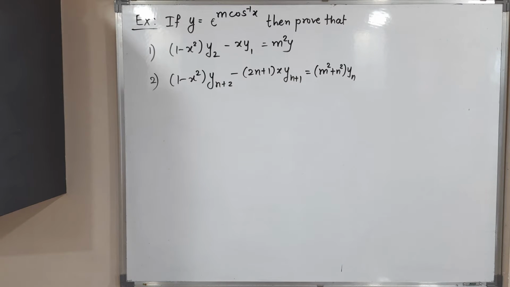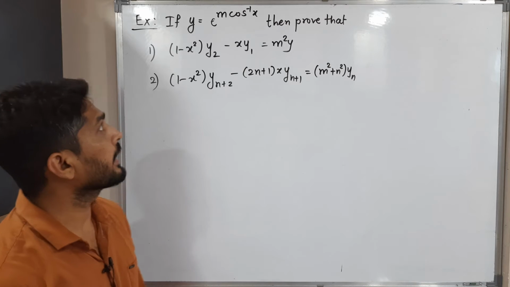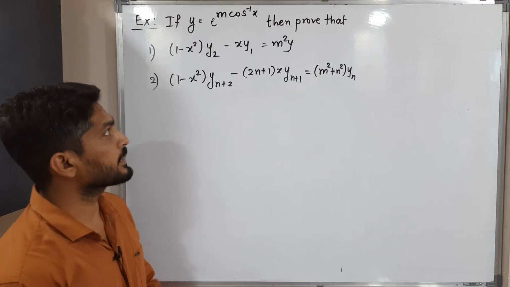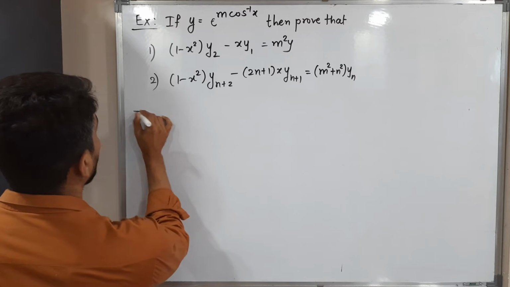Hi everyone, let us discuss this example. So in this example we have y is equal to e raised to m cos inverse x and we have to prove these two things. Okay, so let us focus on the first part. So let me write what we have.